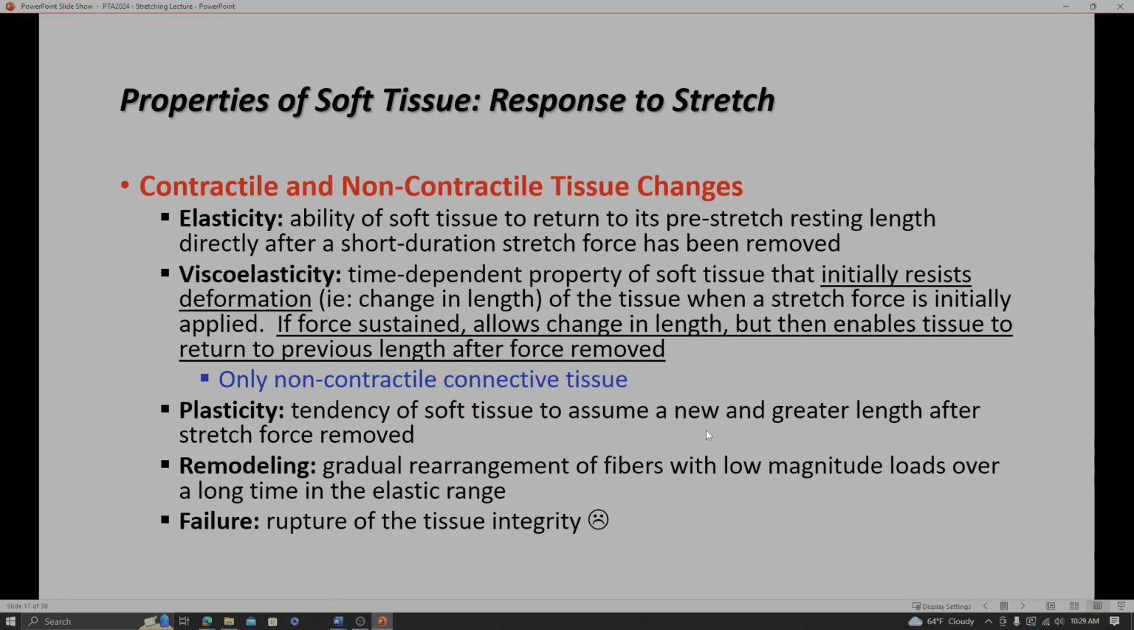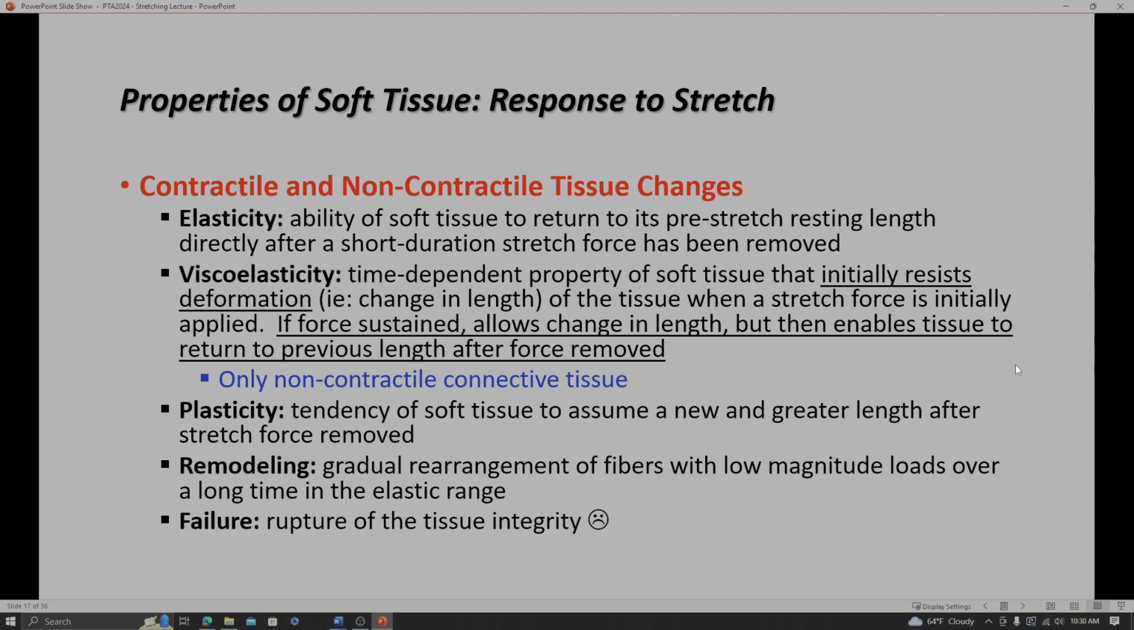Plasticity is the tendency of a soft tissue to assume a new and greater length after the stretch force is removed. So we call that the plastic range. We're trying to stretch a tight muscle, combat adaptive shortening by having that muscle try and assume a new and greater length, right, to improve function. Remodeling is the gradual rearrangement of fibers with low magnitude loads over a long time in the elastic range, right? So after a while, if you hold a stretch, you can end up with remodeling of that tissue, or just a rearrangement of the fibers with low magnitude loads.